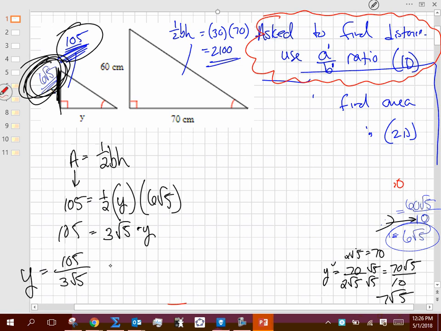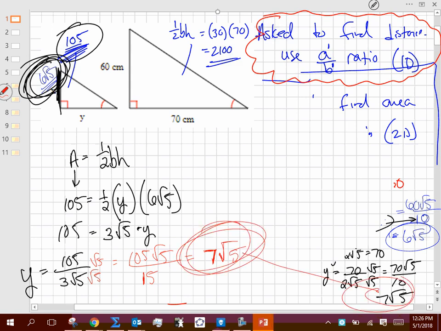And if I rationalize that, I get 105 radical 5 divided by, 15 in that case? Okay. 15 goes into 105. Anybody know how many times? 7. And that 7 radical 5, is it the same 7 radical 5 we found using maybe proportions?